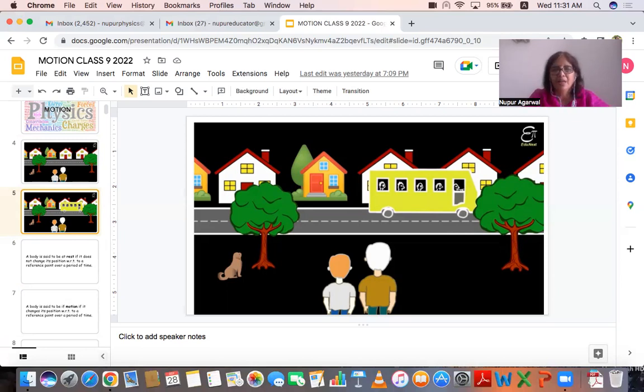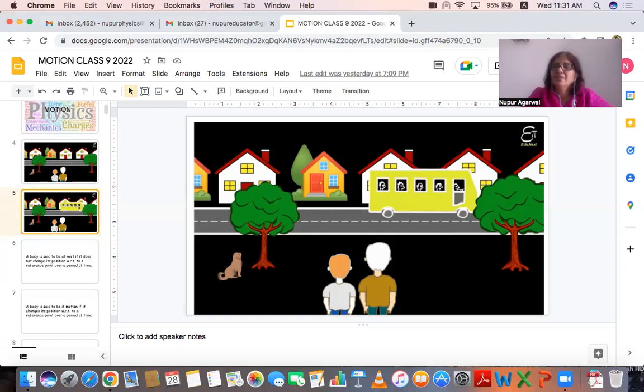Now I am asking you another question. You all must have traveled by train, plane, car, truck, bus, so many modes of transport. So imagine that there is a train which is stationary on a platform, right? So my question to you is: is the platform at rest or in motion with respect to the train? Correct, the platform is at rest.